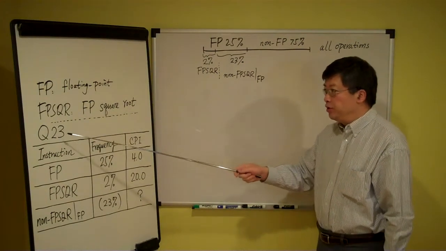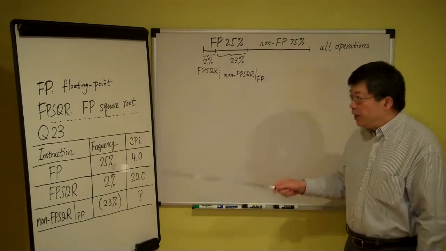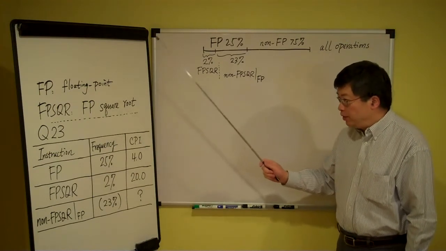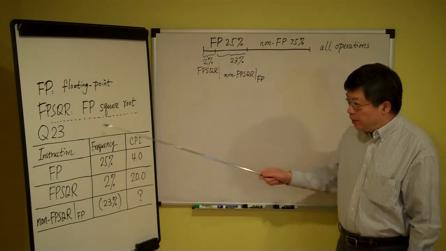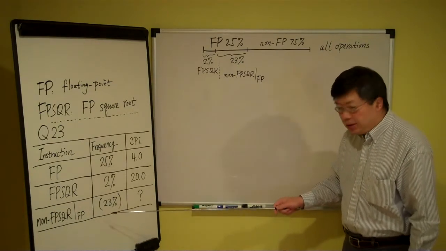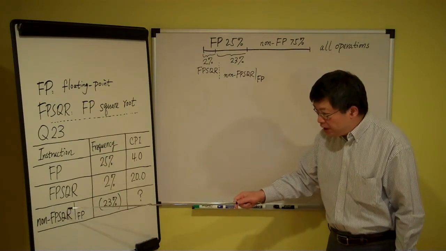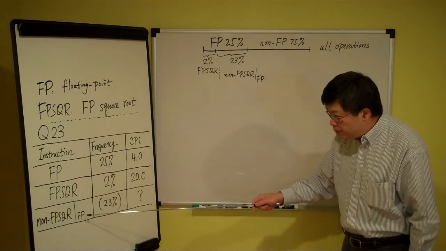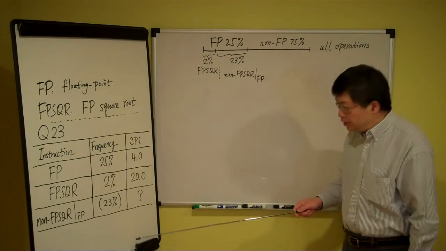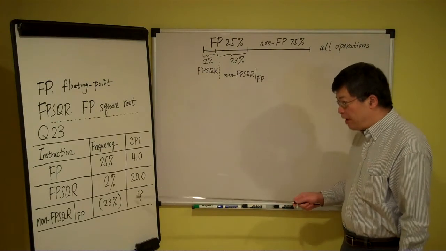Here is question number 23. Here we can see it is just a part of the example we saw before. In that example, we have the information like this, but we did not find the CPI of non-FP-SQR under FP. We didn't find it. So in this question, I just ask you to find it.